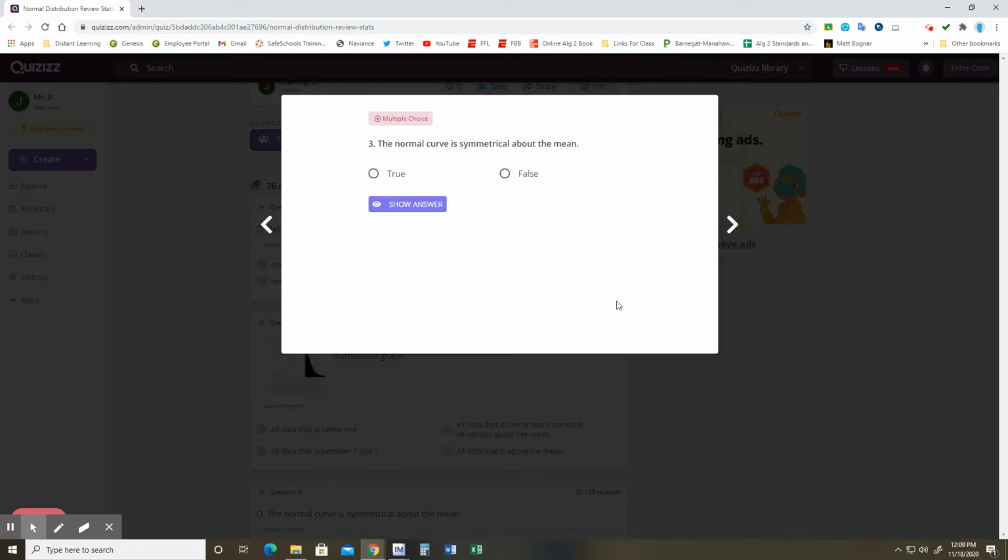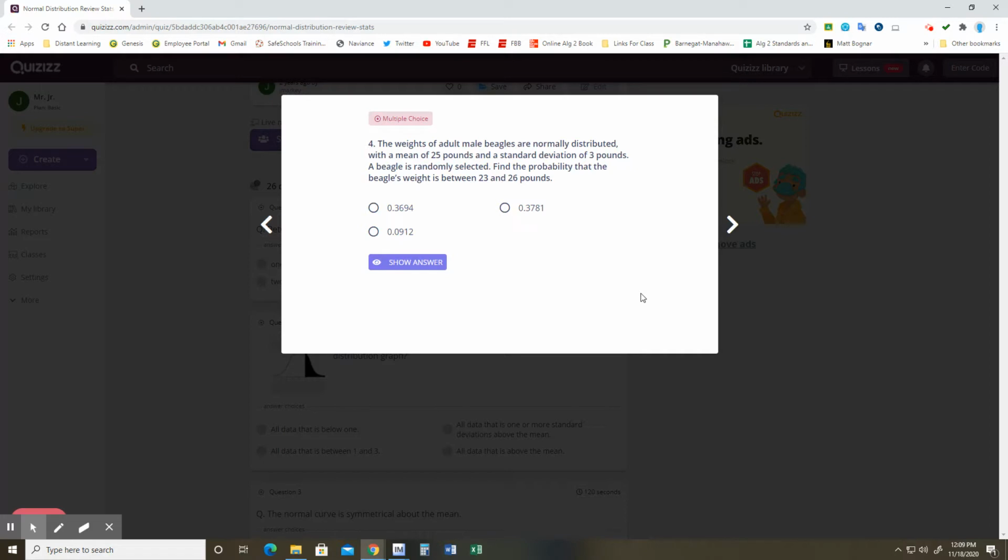Number 3, the normal curve is symmetrical about the mean. Now, this is one of your just definitions, logical statements here. Yes, it is. The normal curve is supposed to be symmetrical with the mean right in the middle. You can see it's true.